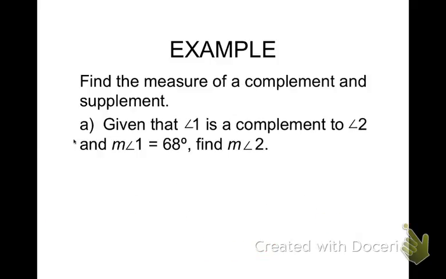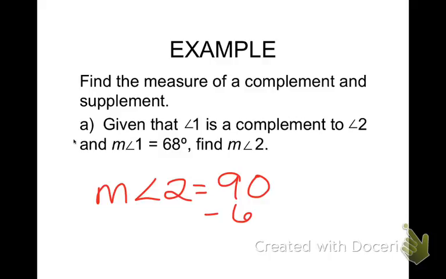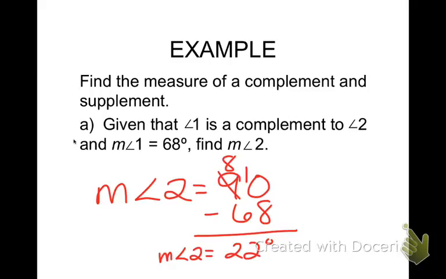Next example, I'm going to give you a degree, and you're going to tell me what the complement is. So given that angle 1 is a complement to angle 2, and the measure of angle 1 is 68 degrees, what would be the measure of angle 2? Yeah, so we would do 90 minus 68, which gets us to 22 degrees. So the measure of angle 2 is equal to 22 degrees.